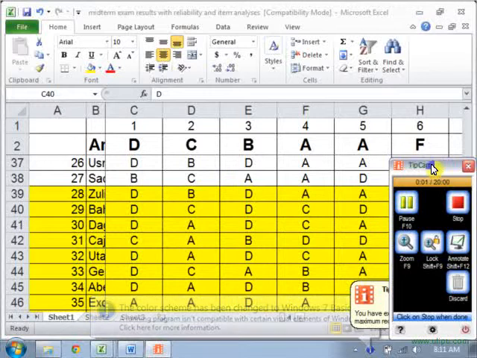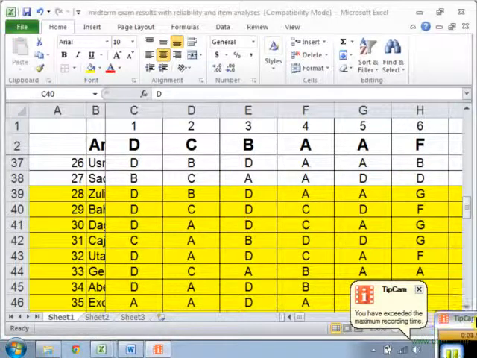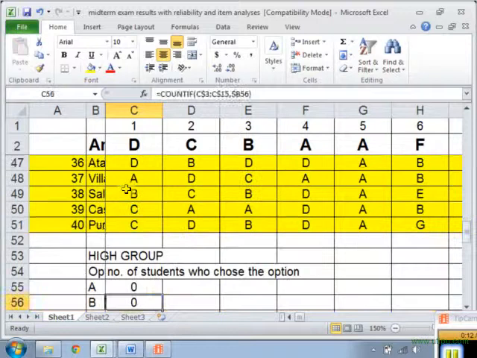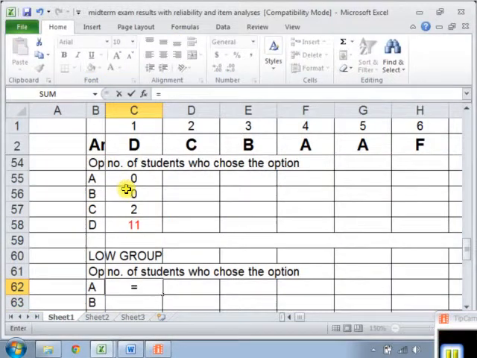Okay, this is the continuation of the distractor analysis video. Therefore, COUNTIF in the lower group, we start with C39 and end with C51. So in the low group, what do we say again? COUNTIF.